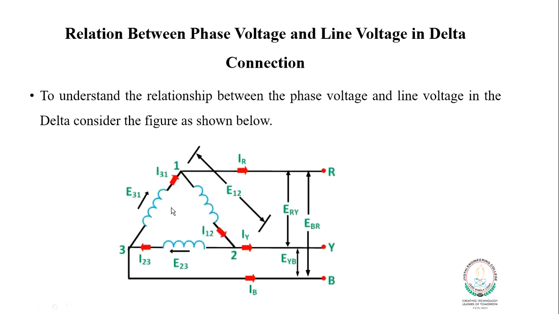Now we are going to find the relationship between this phase current and line current. In order to find the relationship, first we have to draw the phasor diagram of these currents. We know that in a balanced system, all these currents, that is I12, I23 and I31, have the same magnitude, but they are displaced from each other by 120 degrees.